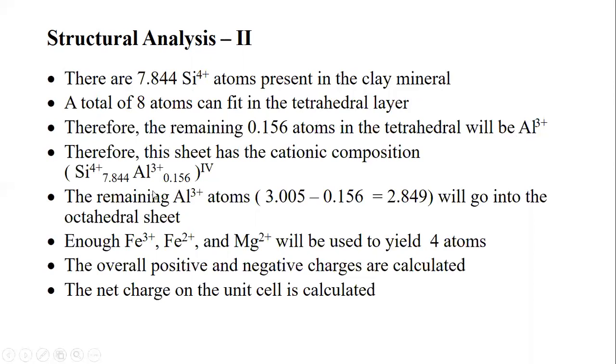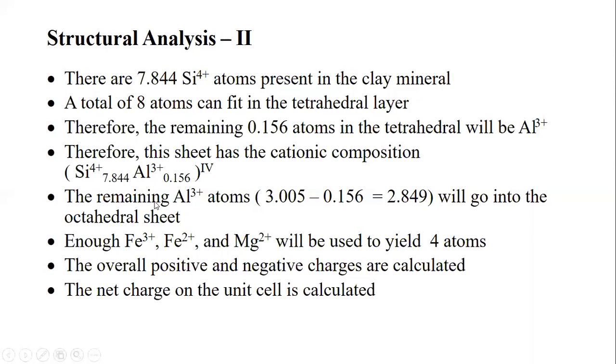So now we already know in the tetrahedral sheet, the cationic composition is Si4+, 7.844, and aluminum 0.156. So this is in the tetrahedral sheet. So already we know the structure of the tetrahedral sheet.